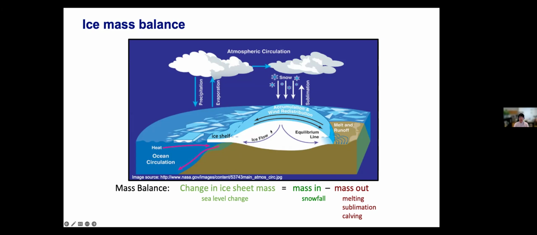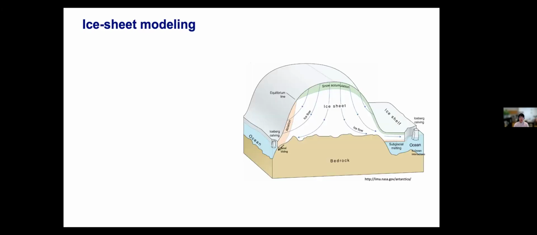And so you can get ice mass build up due to precipitation and lose mass due to surface melting or sublimation or calving at the calving front. So we can model this using an ice sheet model. And there are a couple of important ingredients in ice sheet modeling.